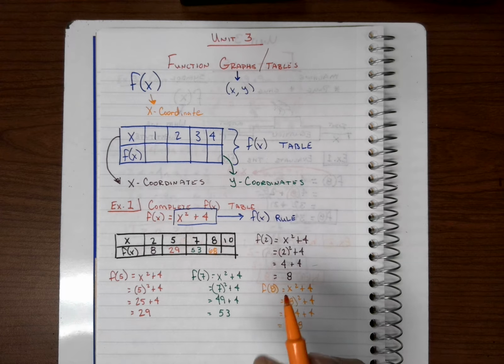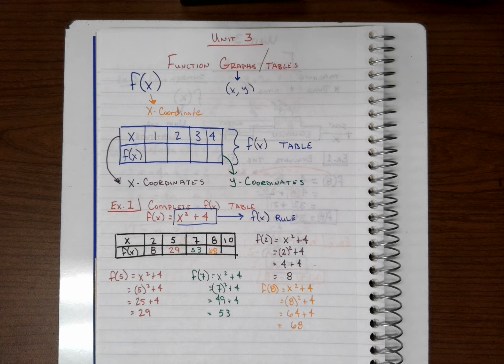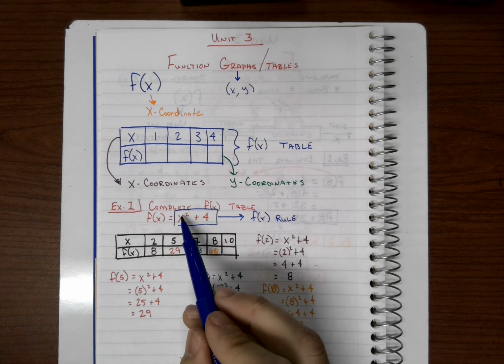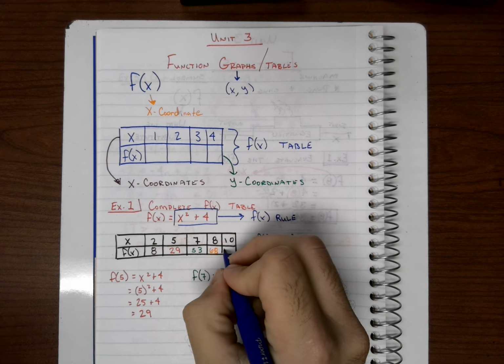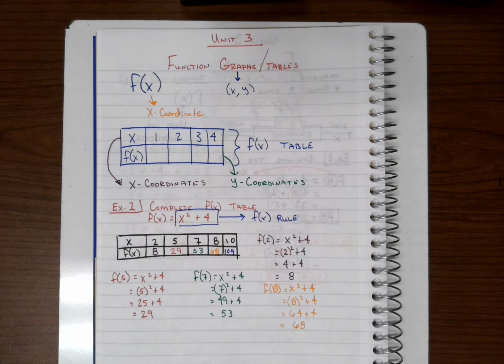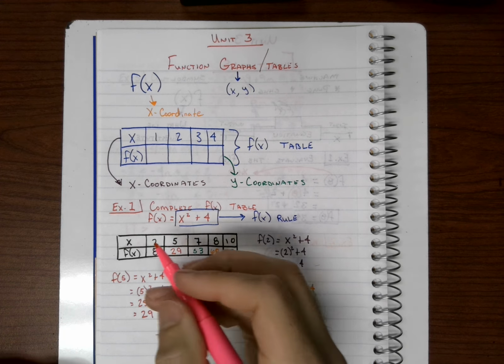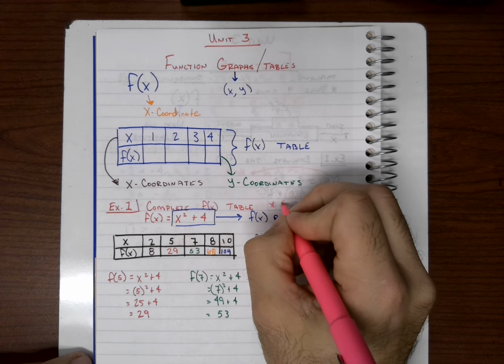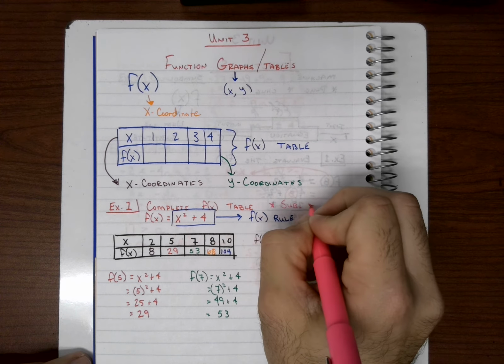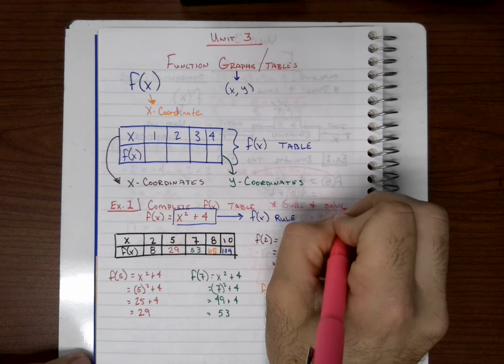And you could even, I mean, if you're one of those people that mental math is really easy for you, you could look here and say, okay, I'm plugging in 10 here. 10 squared is 100. 100 plus 4, 104. Okay. So all you're doing here with our table, we're just going to substitute and solve to fill it in.